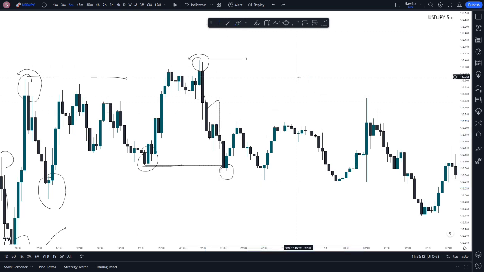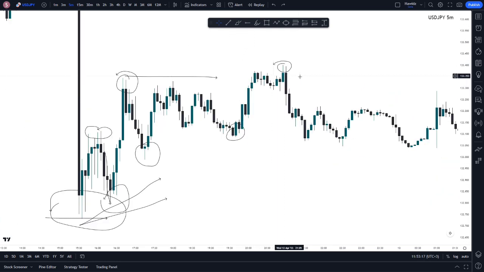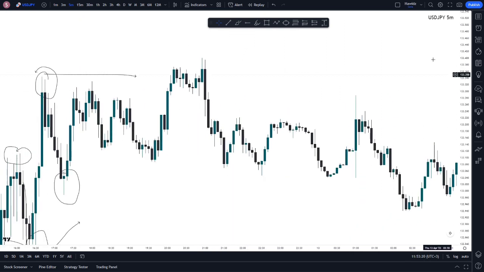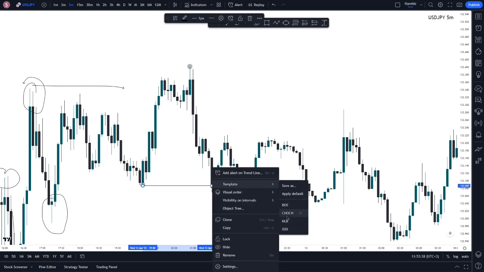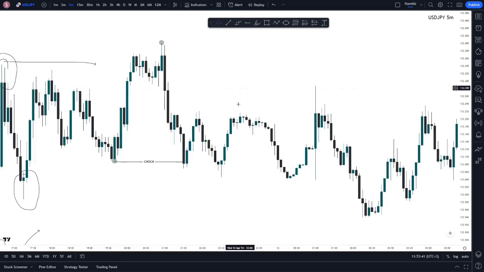So we can just put in proper drawings from here, right? We can just remove these two, and then we can start to put proper drawings here. Okay, so let's take this as our low and this as our high, and from there we had a change of character right here, from bullish to bearish, right? So this was our change of character, and from this change of character, we now had a range of this low to this high here.